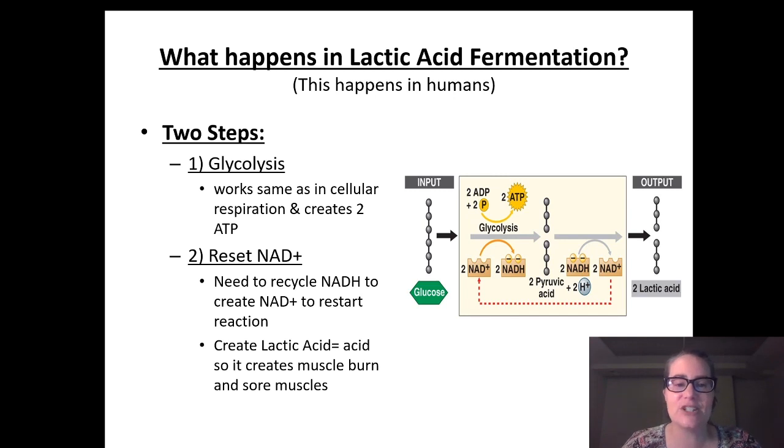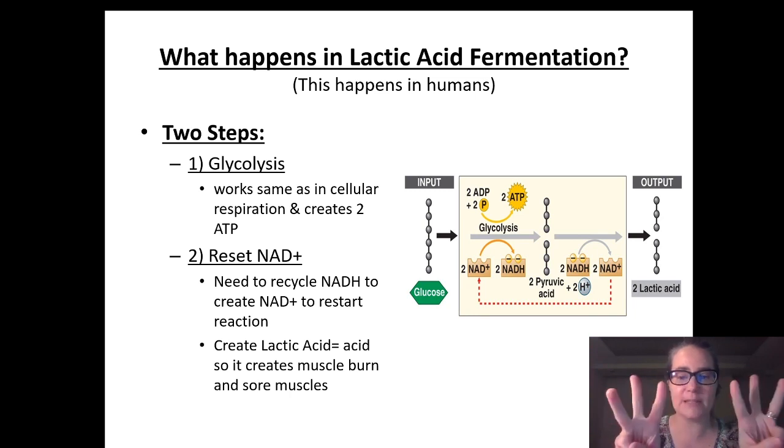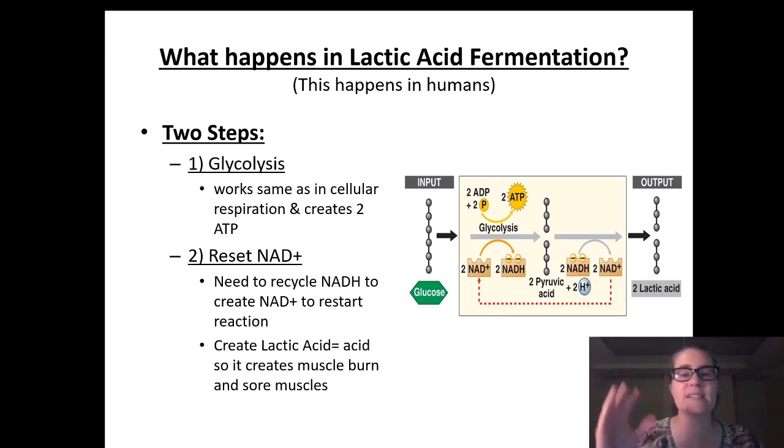Lactic acid fermentation starts with glycolysis. So remember, that's where you take the 6 carbons in glucose and you split them into 2 pyruvates. And in glycolysis, when we do this splitting of our sugar, we still have to invest 2 ATP. We make 4 total ATP, but we often will write this as a net of 2 ATP gained by the cell, right? Because this is the ATP that you can use for your energy.